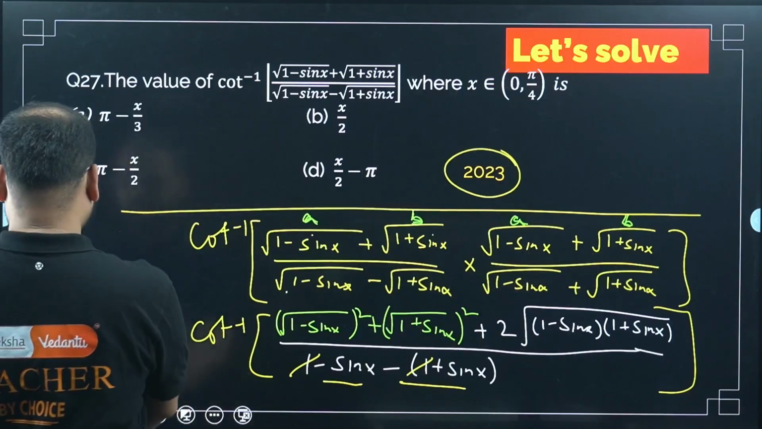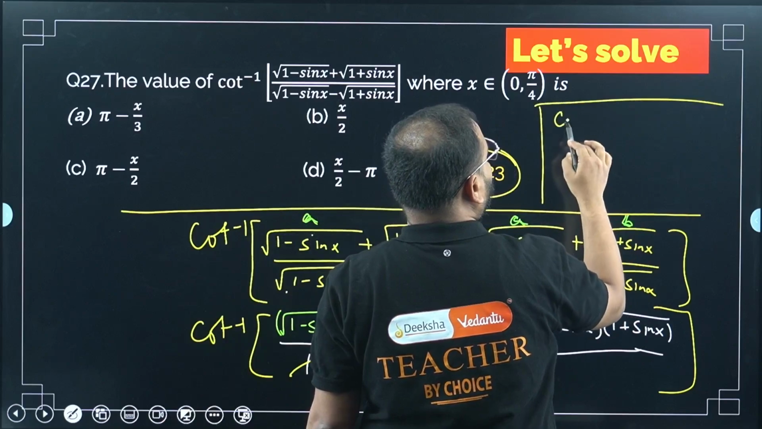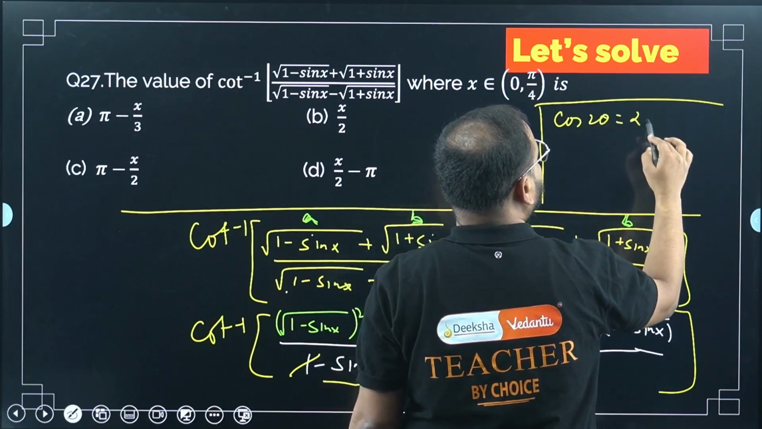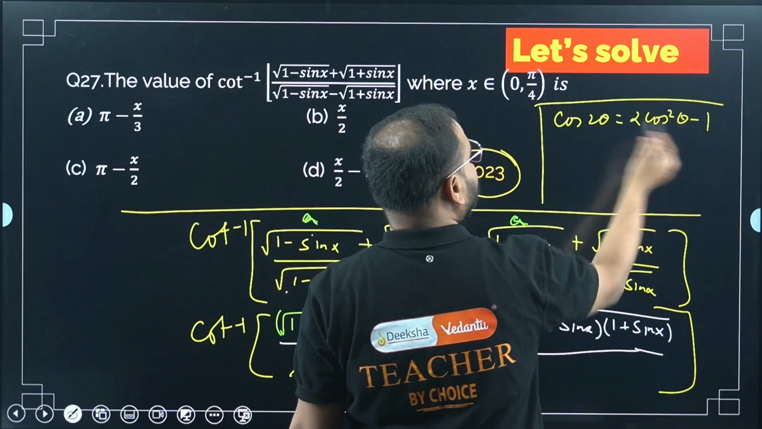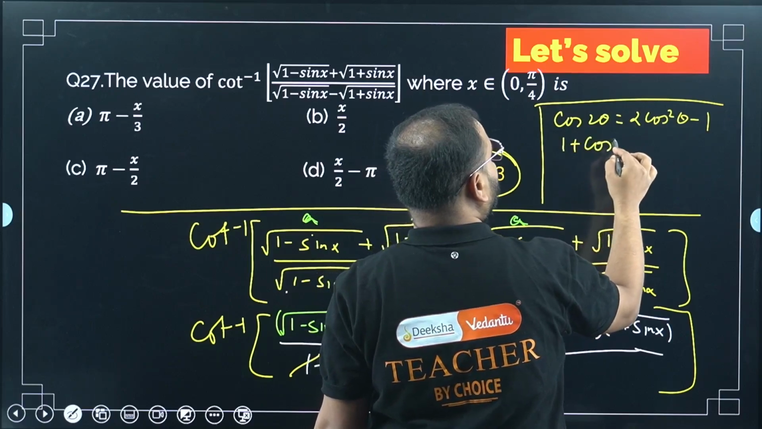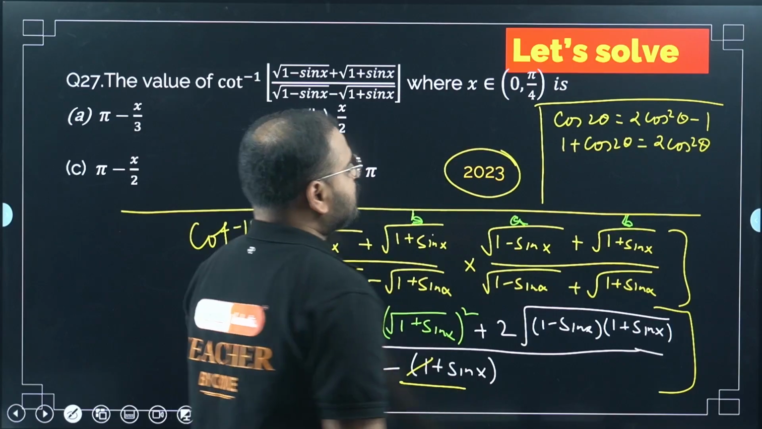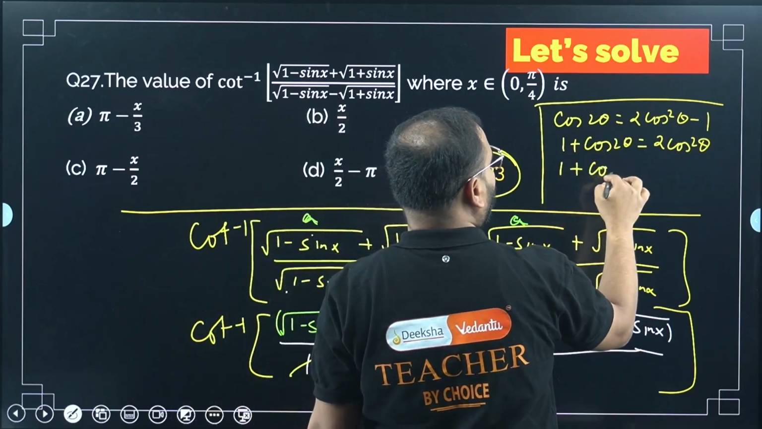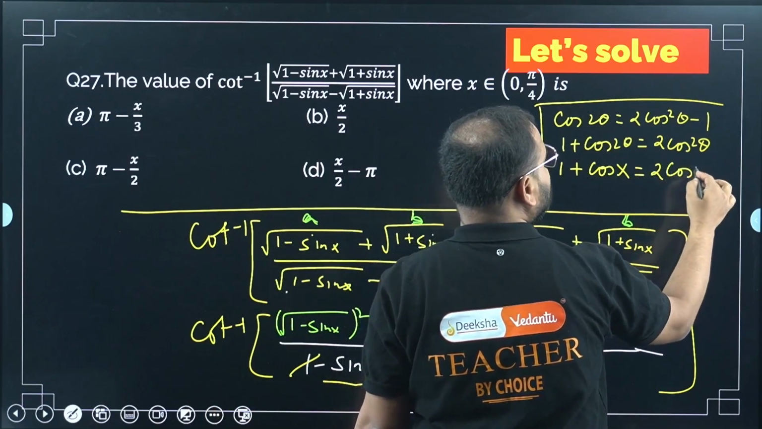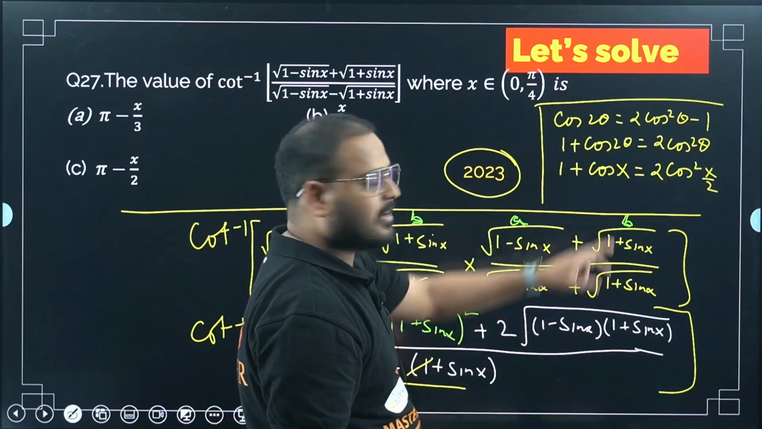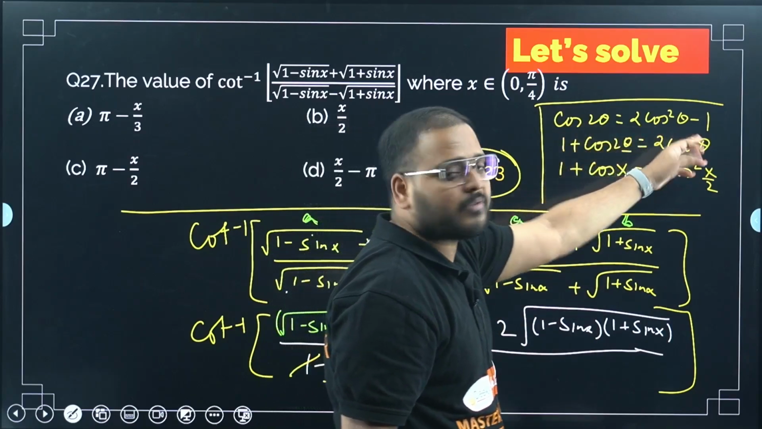I don't have space to write this, but I can write it here. Cos 2 theta is equal to 2 cos square theta minus 1, right? So I can write this as 1 plus cos 2 theta equals 2 cos square theta. Correct or not? So if I am writing this as simply 1 plus cos x, then this will be what? 2 cos square x by 2. Please check. If I have taken 2 theta as x, then what is my theta? X by 2. I wrote here cos 2 theta is 2 cos square theta minus 1. Is the identity there?